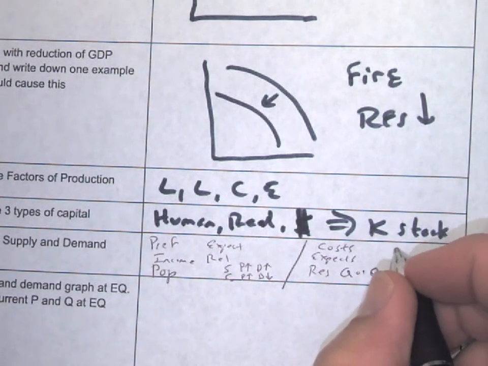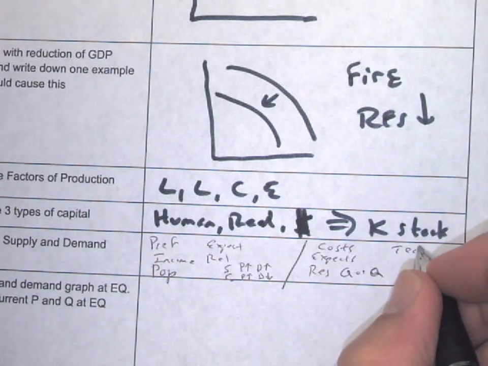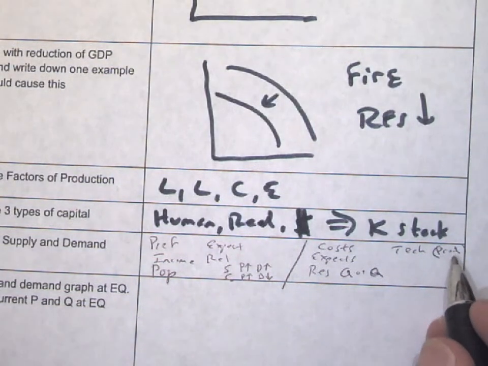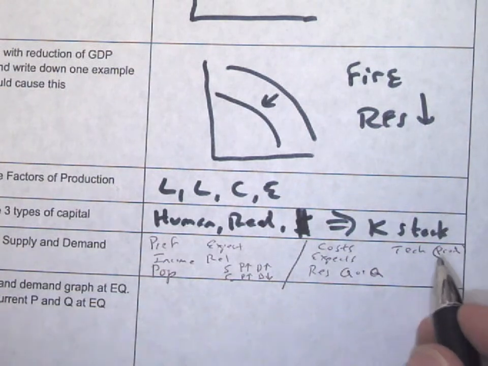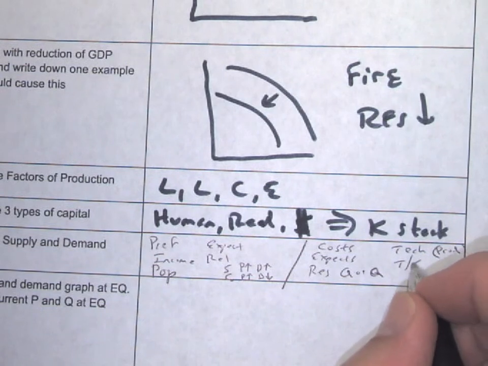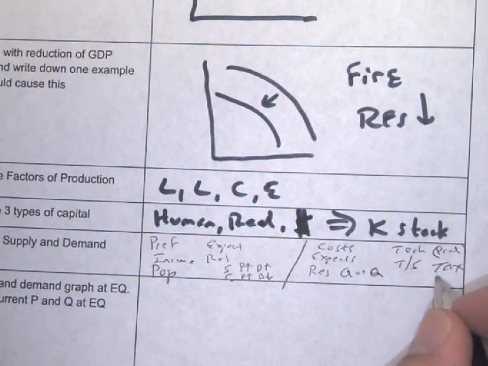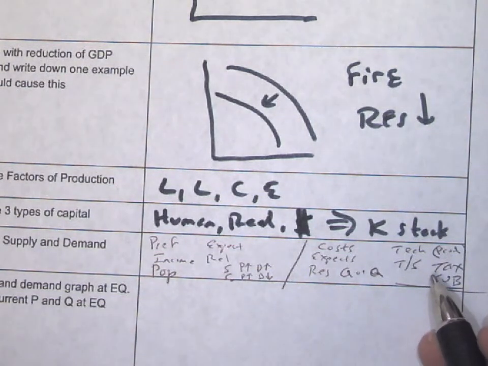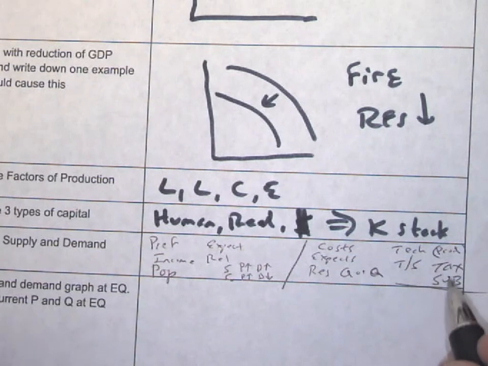CERT, technology. Think productivity. Okay, if you give your lumberjack a chainsaw and they had an axe, they're going to be a lot better off that way. Okay. T/S, that's going to be our taxes and subsidies. And that's pretty much government things, government regulations, any kind of government action.